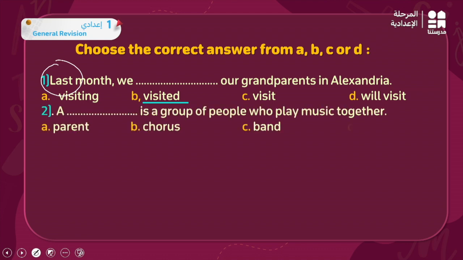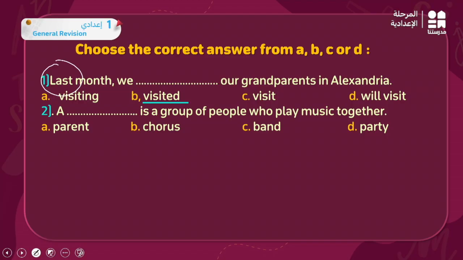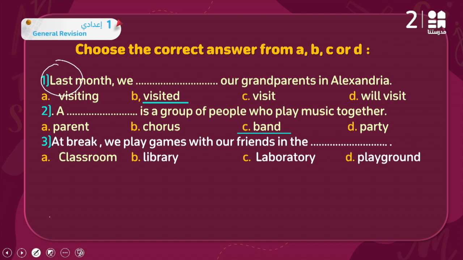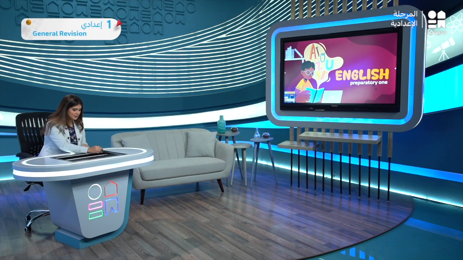Then number two, a space is a group of people who play music together. So here I have the choices: parent, chorus, which means the singers in a concert, band, the musical group, or party. So of course a group of people who play music together, it's the band. Then at break, or rest time, we play games with our friends in the classroom, library, laboratory or playground. Of course in the playground, in the school yard.